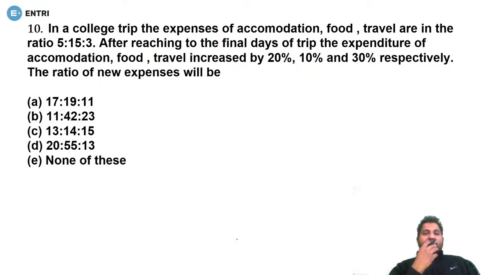All right, now let's do this one. In a college trip, the expenses of accommodation, food and travel are in the ratio 5, 15 and 3.